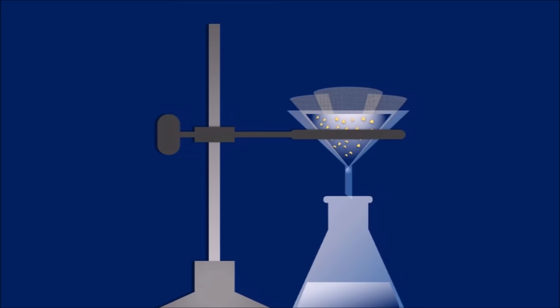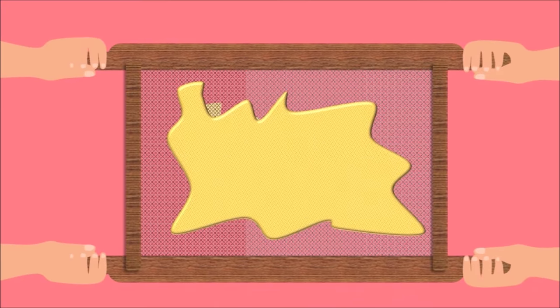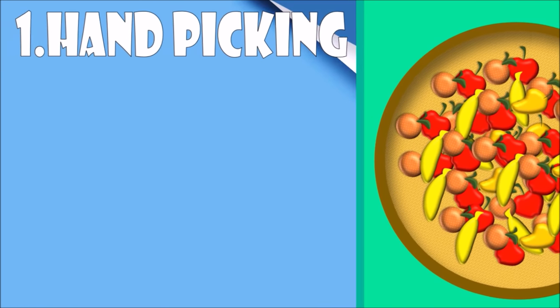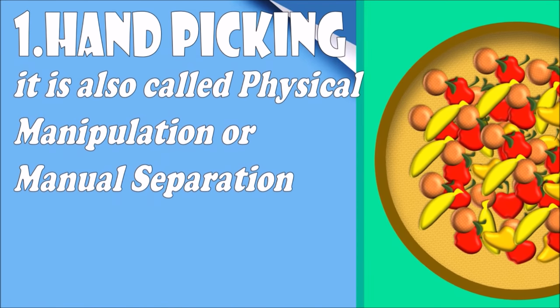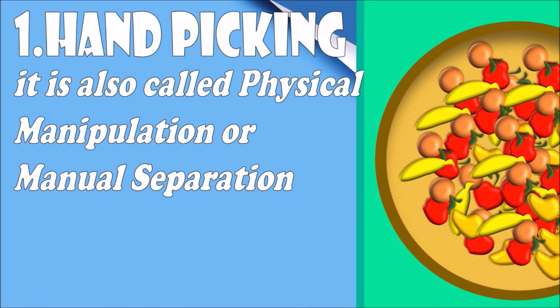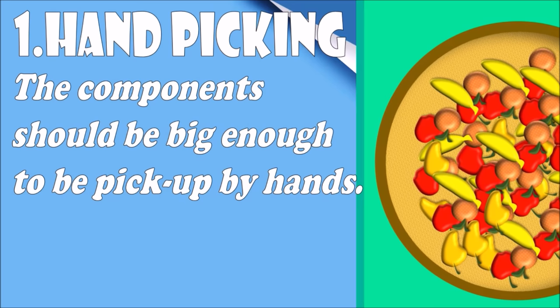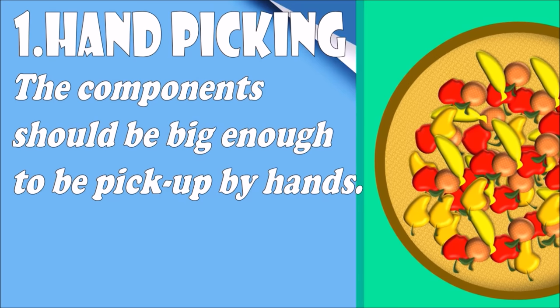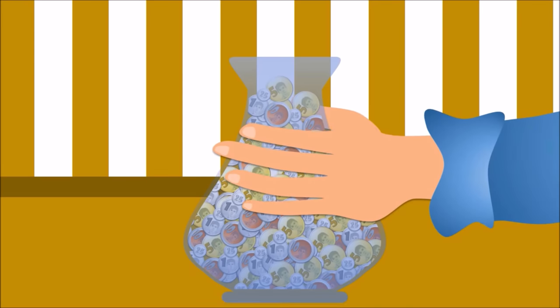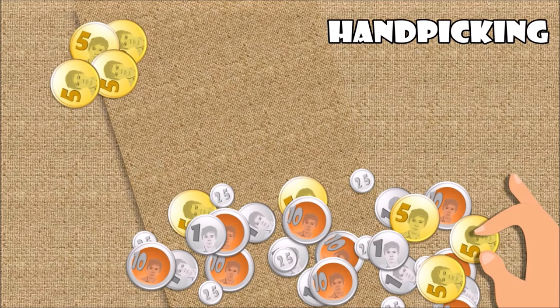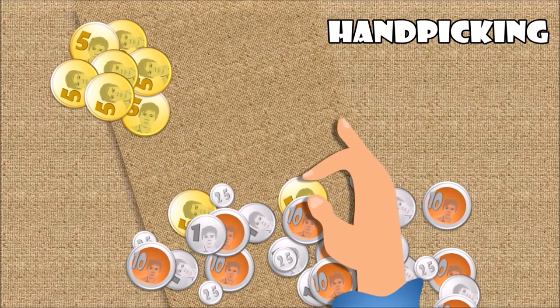Substances in different mixtures are usually separated from one another using a certain process or method. These are the ways of separating components of mixtures. Number 1. Hand picking. This is also called physical manipulation or manual separation. Through this, the components of the mixture should be big enough to be seen and picked up by hand. For example, when you have a jar full of coins, you can separate the 25 cent coins, 1 peso coins, and 5 peso coins by the use of hand picking.